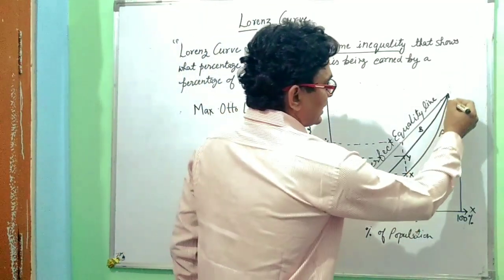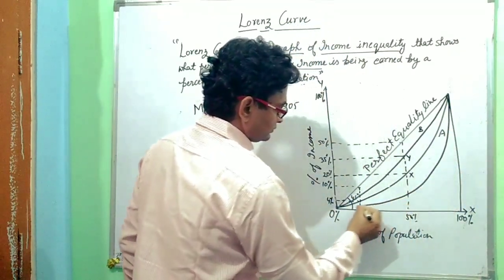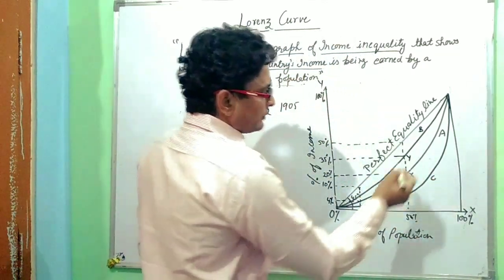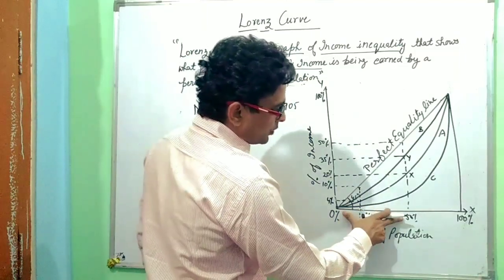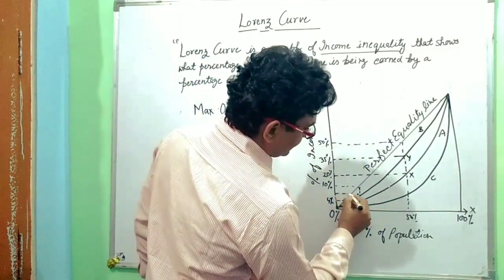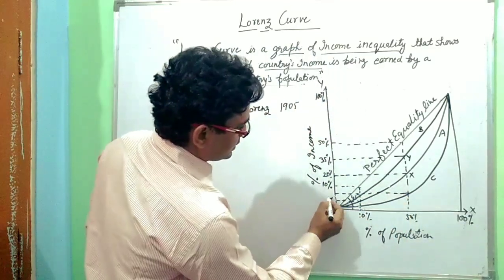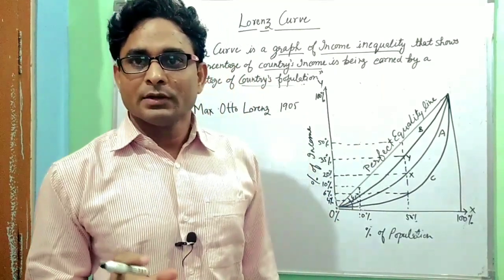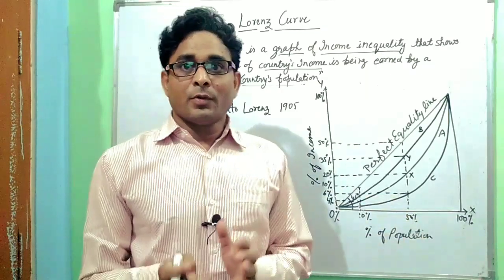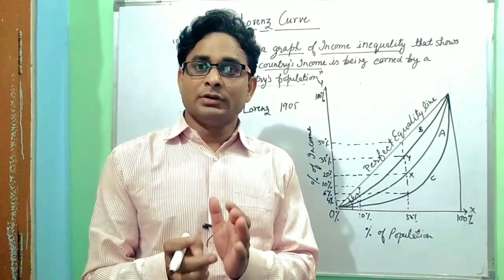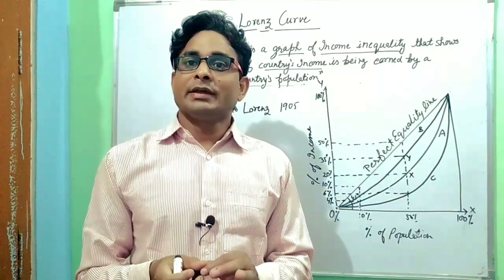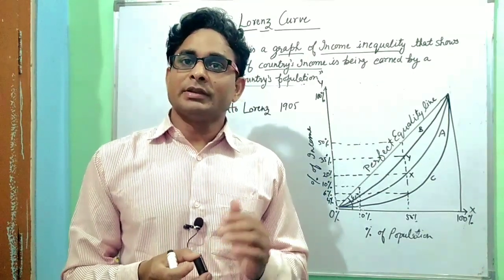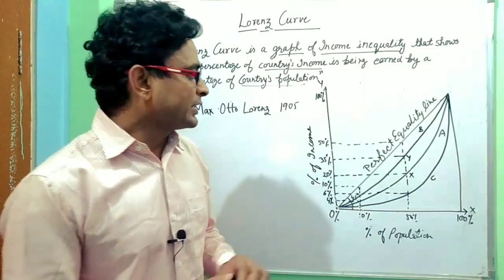And if we draw another line which is away from the perfect equality line for country C, then we can say that 50% of the population in country C has only 6% share in the national income, which means that out of 50 people, they have only 6 rupees in their hand as an income, which means there is no equal distribution of income, more inequality in the society, more uneven distribution of the income in society C.